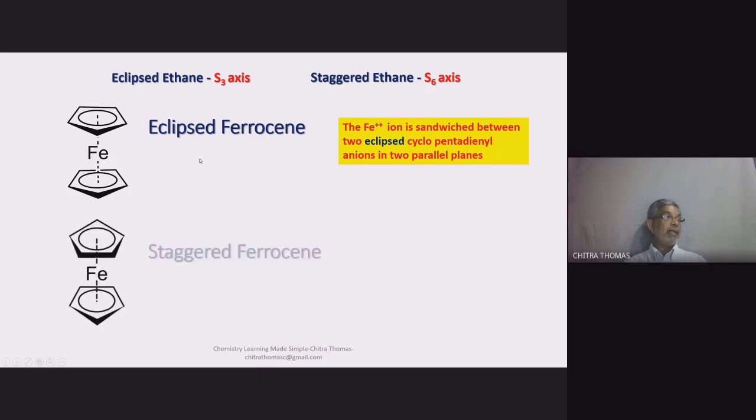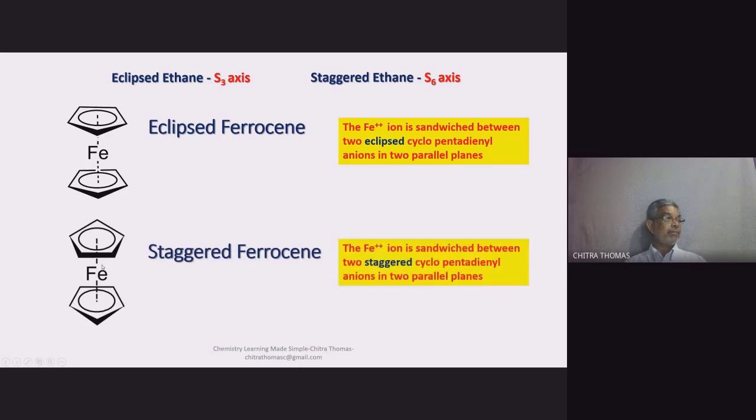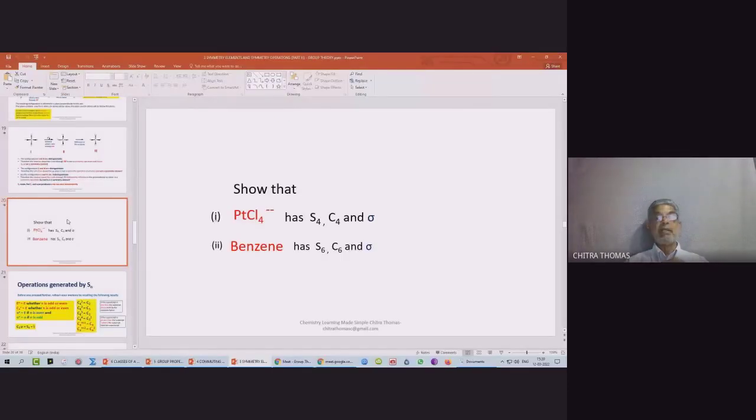Then this is a staggered ferrocene. Then if this is S3, this will be S5, and this will have S10. So the example of a molecule which has an S5 axis is the eclipsed ferrocene. You can relate it to eclipsed ethane. And the example of a molecule with the S10 axis is staggered ferrocene, which can be correlated with the staggered ethane. So that PtCl4 2- has S4, C4, and the sigma.